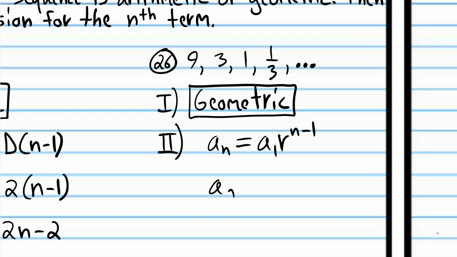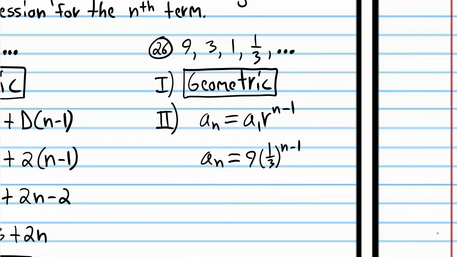So the first term is 9. The common ratio we can see is 1/3. And that's about it. You could simplify this a little bit, but it would just complicate things. It's not really necessary. So I'm going to use braces to write the final answer.